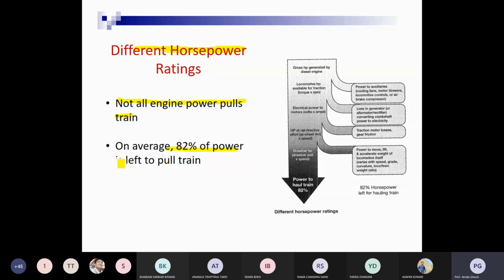So what are the most important things? Gross HP generated by the diesel engine, then some of the power goes to the axle wheels and auxiliaries, like the cooling fan, motor blowers, locomotive control or air brake compressor. Then locomotive HP is available as torque into RPM. Initially you are given the energy, so some of the energy will be used for the cooling fan and motor blowers, which are required. Then the rest of the power will come for the traction purpose, torque into RPM.